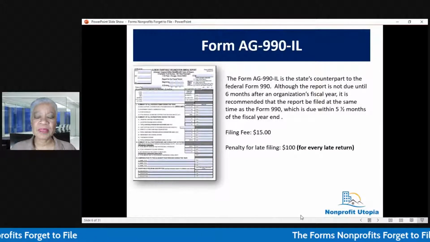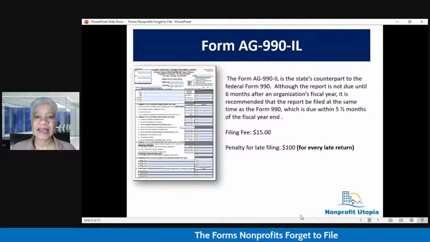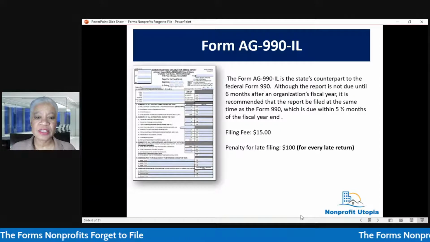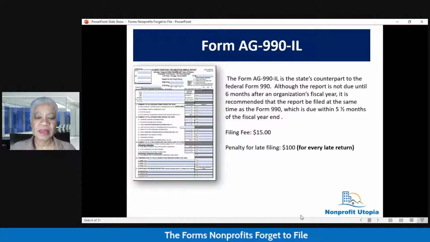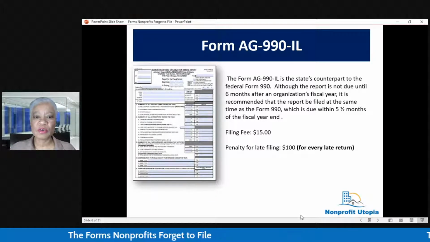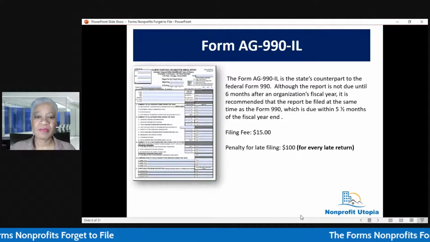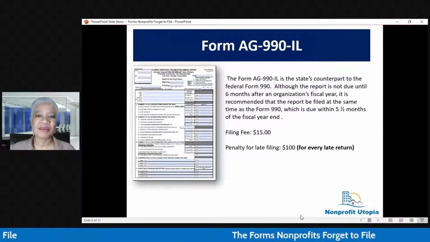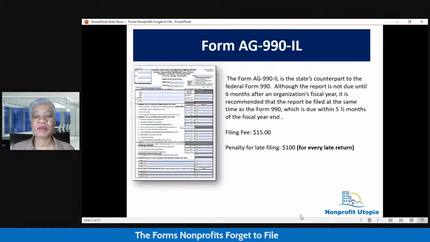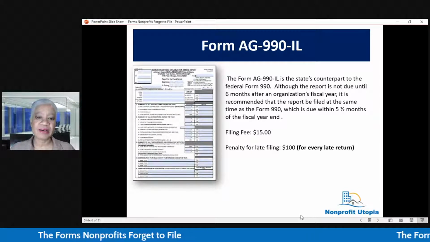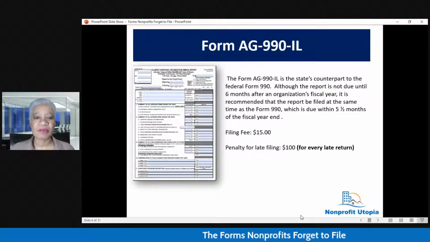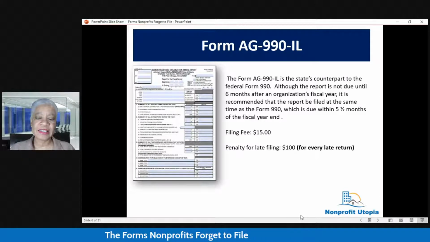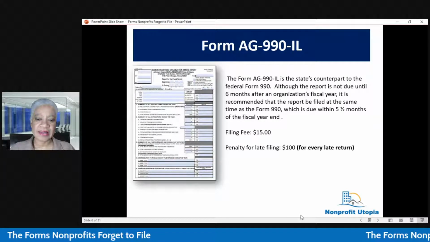All right, another form that people forget to file is AG 990-IL. Now, I'm speaking from the perspective of Illinois organizations, and every state has their own rules. But in the state of Illinois, you have to file the equivalent of the 990 at the state level. So that'll be just like, for us personally, we do the Form 1040, and then we file our 1040 IL on the state level. So in the state of Illinois, you do the 990 on the federal level, and then you do the Form AG 990 IL on the state level.